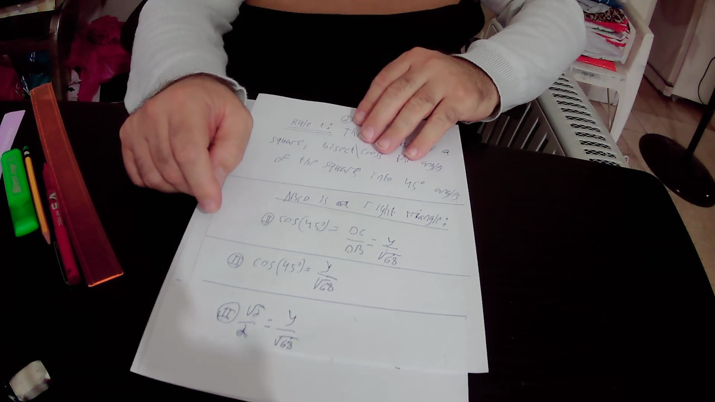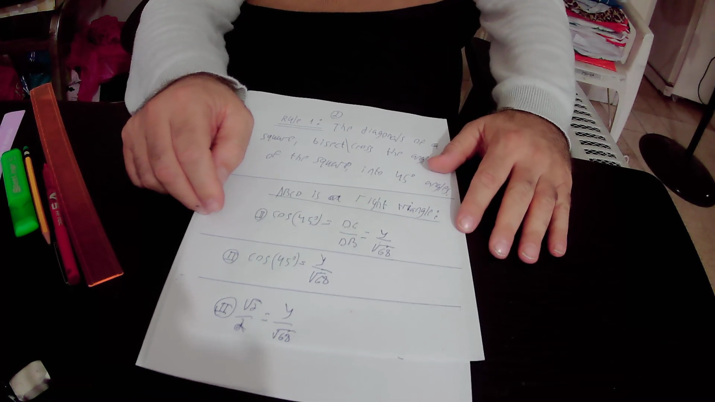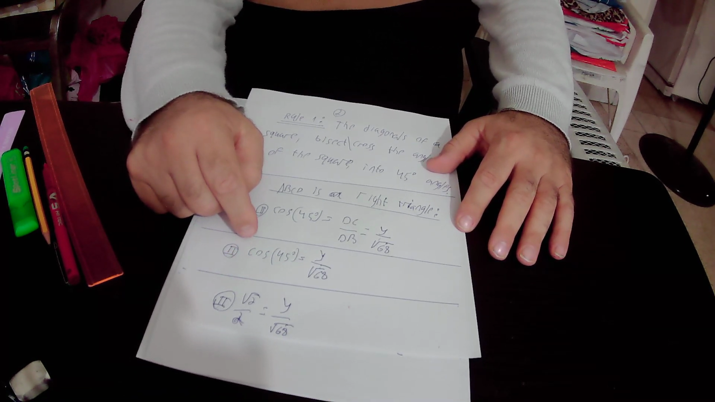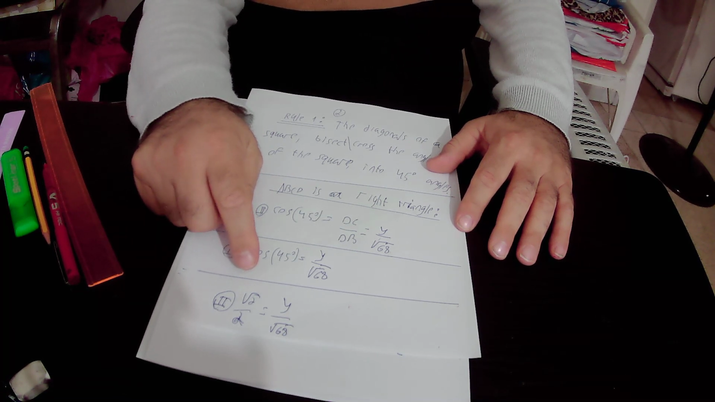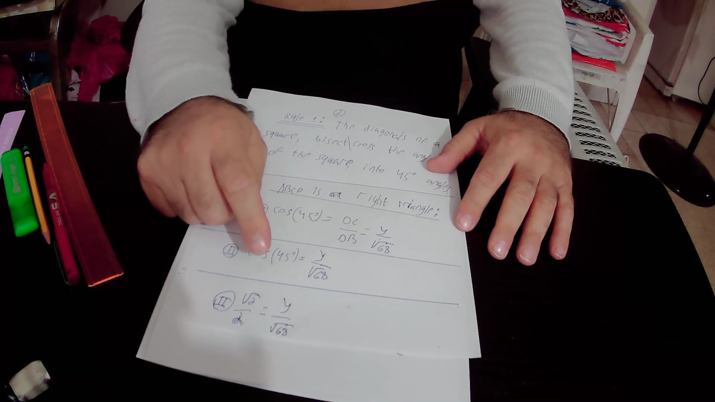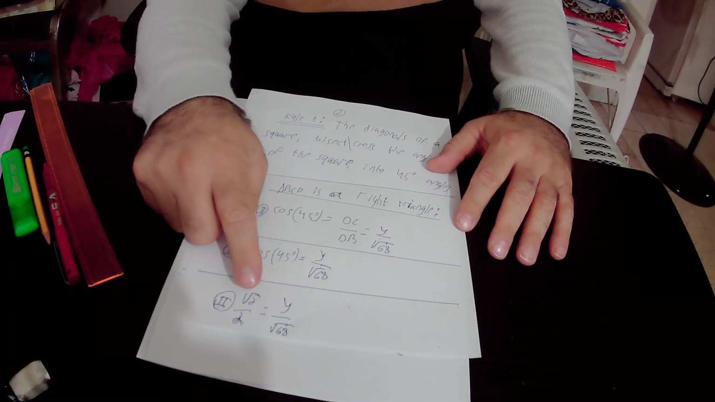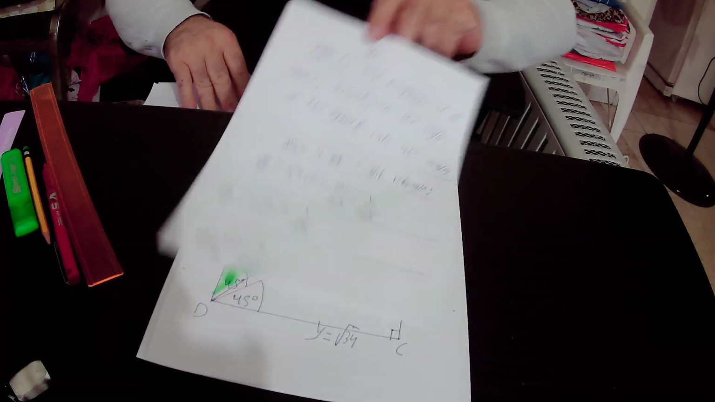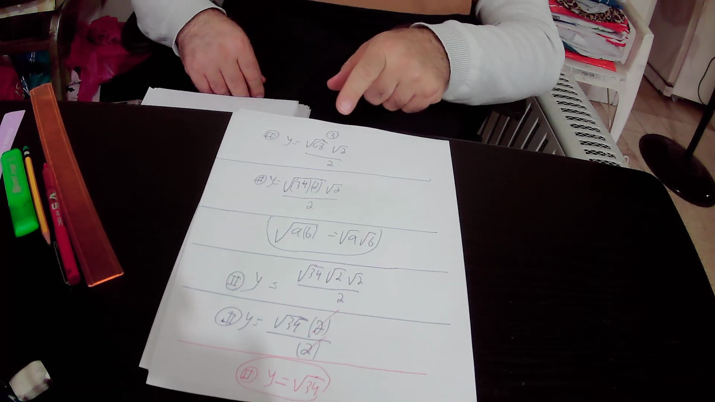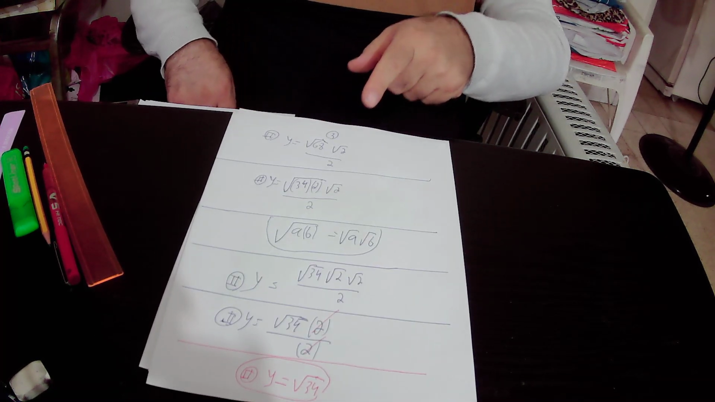And we also know that cosine 45 degrees equals the square root of 2 over 2. So we substituted cosine 45 degrees by square root of 2 over 2, and it equals Y over square root of 68. We multiplied equation number 2 by square root of 68, and we found out that Y equals the square root of 68 times square root of 2 over 2.